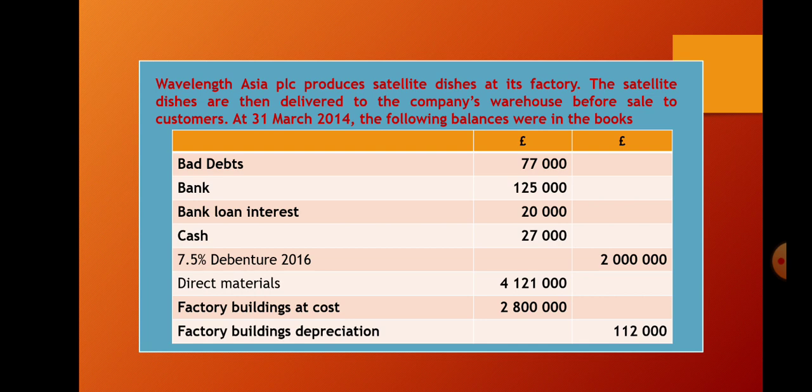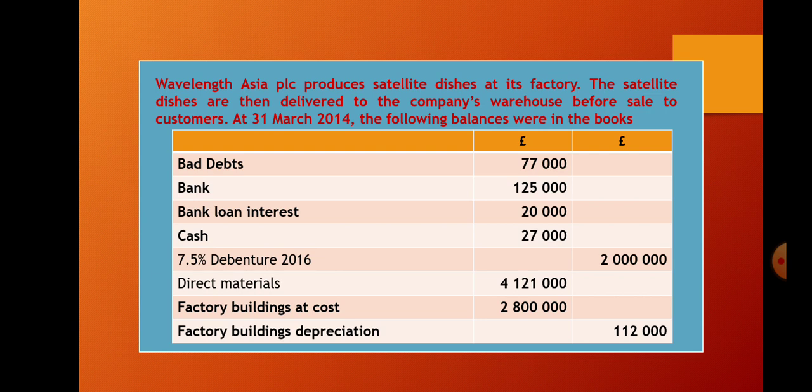The next is 7.5% debentures 2016. This is a non-current liability which should be shown in the statement of financial position. But interest on this should be calculated and shown as finance cost in the statement of comprehensive income. Next is direct material, which is a part of production cost, so it should be shown under cost of revenue.